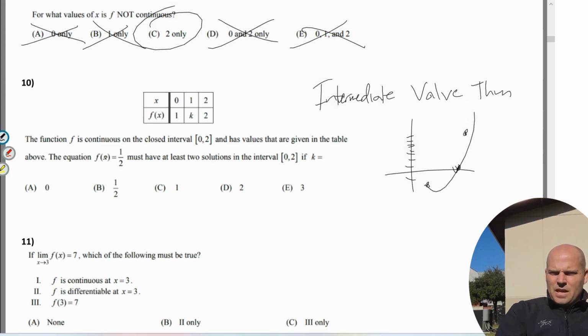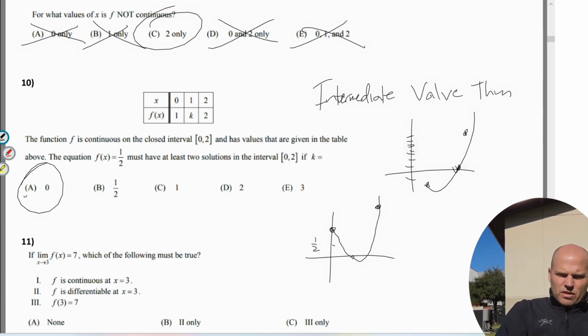If f of x must equal 1/2, and it must have at least 2 solutions, well, if you think about this, if you got the point 0, 1 and the point 2, 2, to get to this point 1/2 twice, we're going to have to drop below 1/2, which means having this y coordinate of 0 somewhere, then we'll definitely have to drop below it and continue up above it.